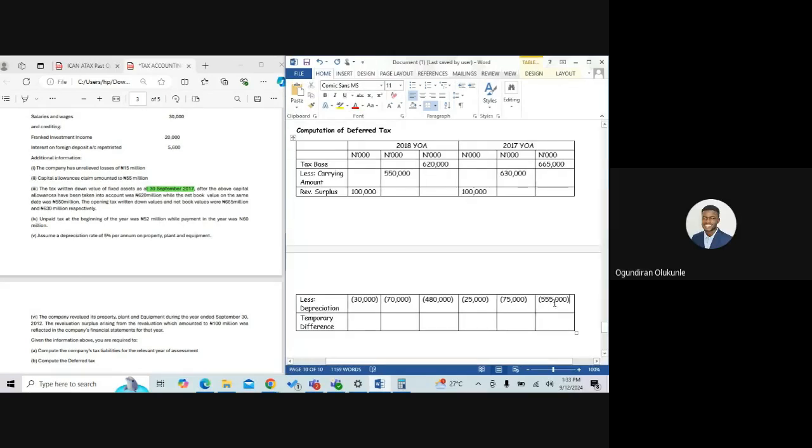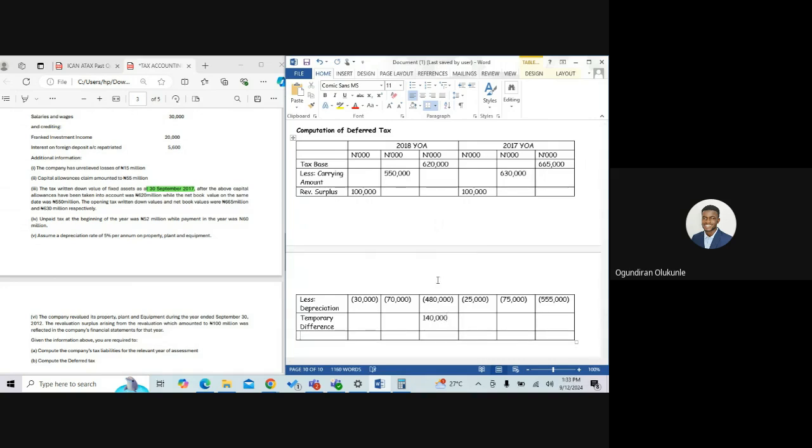555,000, right? So the temporary difference, that's 620 minus 480. What do you have? Minus 480. So I mean 620 minus 480. We have 140. You have 140,000.